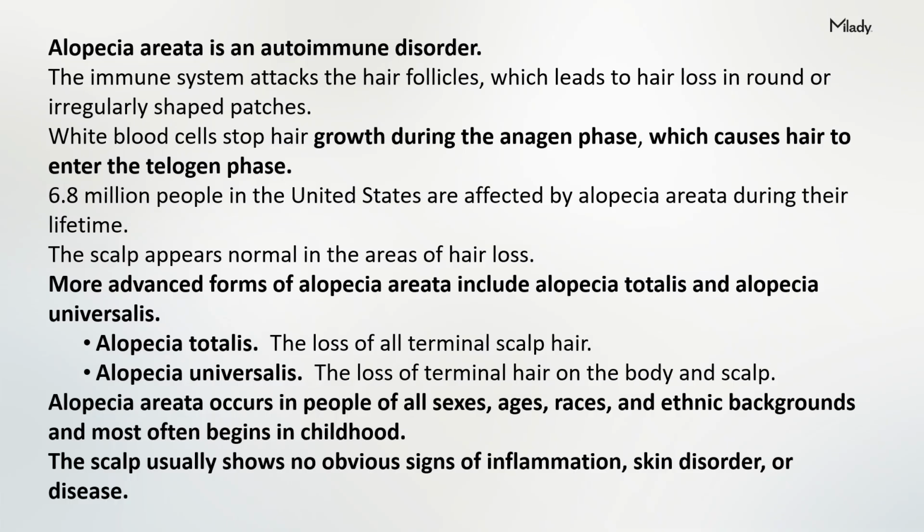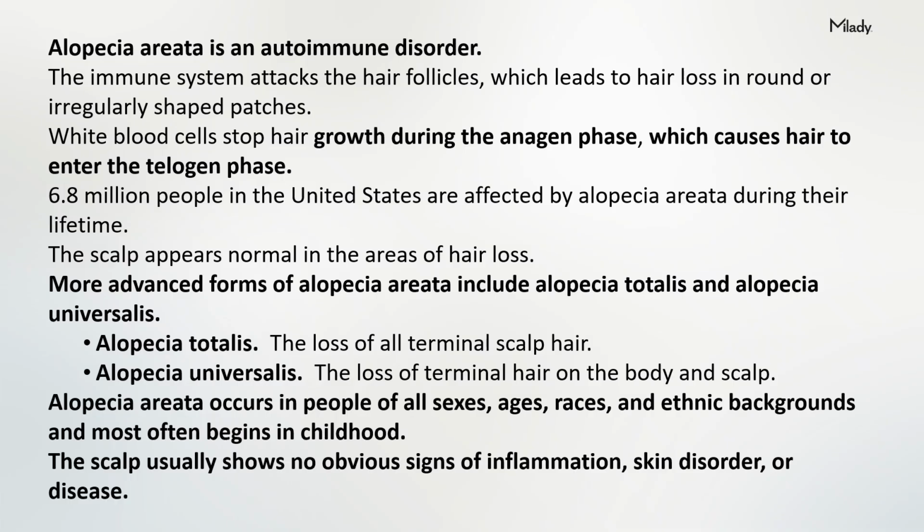More advanced forms of alopecia areata include alopecia totalis and alopecia universalis. Alopecia totalis is the hair loss of all terminal hair on the scalp. Alopecia universalis is the loss of the terminal hair on the body and the scalp. On the body and the scalp is universalis, and totalis means the scalp on the head.